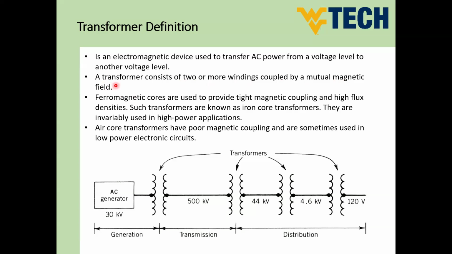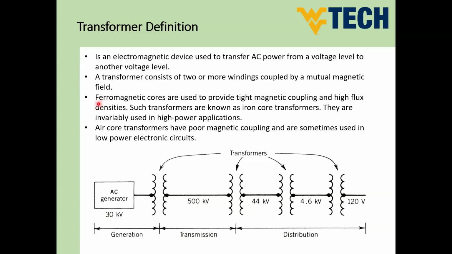This core can be magnetic material, can be air. So we can have air transformer as well, not only with magnetic cores. So it has to have mutual magnetic field coupling all the windings of this transformer.